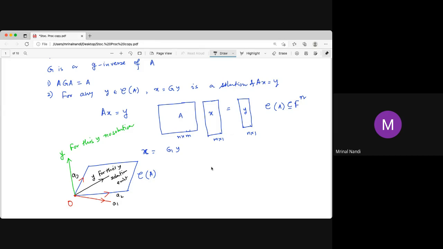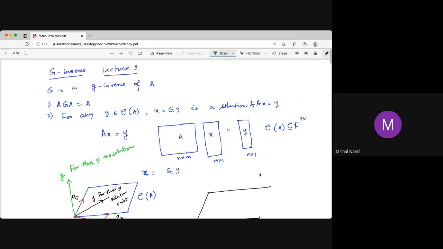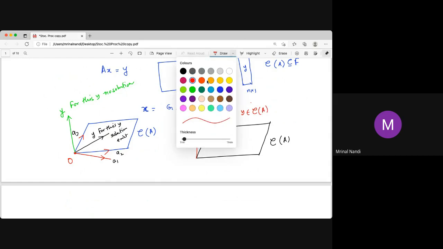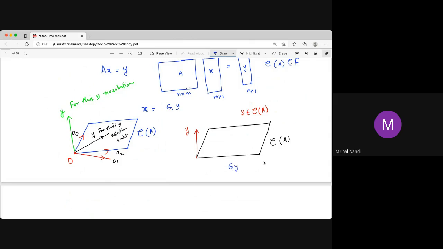Now what happens if we have a vector y? We are taking another diagram. Say this black plane is the column space of A. Now we take a vector y which is outside the column space. Y does not belong to the column space. But we consider this vector Gy, where G is the G inverse. Is this a solution of Ax equal to y?